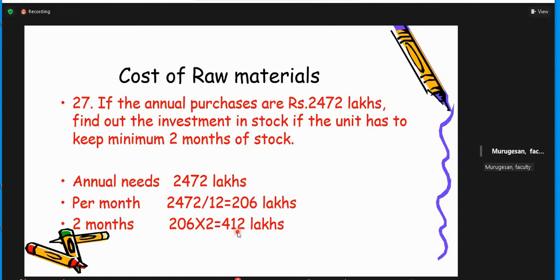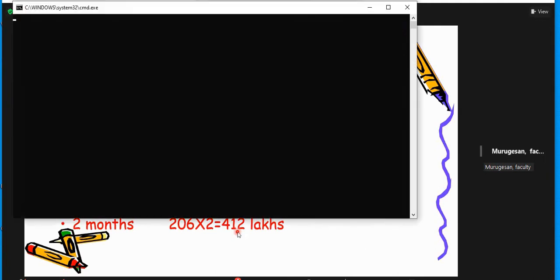Understood or not? How many of you understood? The annual purchases are this much, and 2 months of stock is required. How much money is needed? How much working capital is needed? That's all. In 15 or 20 seconds you can get the answer. This much simple they will not give. I am taking you to the final working capital formula. Okay, next question. Annual need, 2 months stock means you divide by 12, multiply by 2.